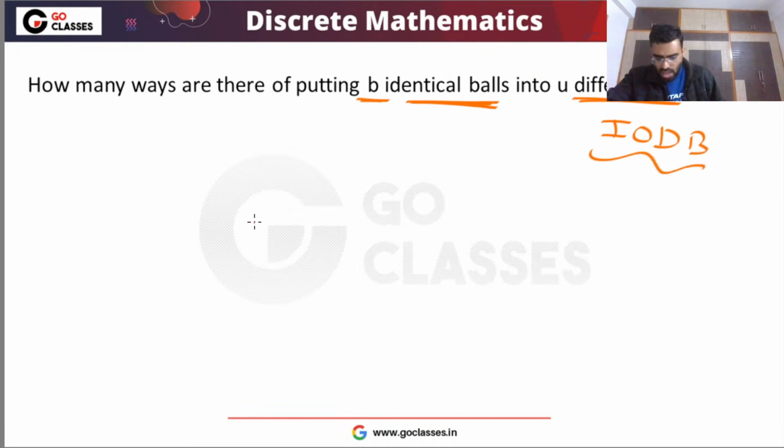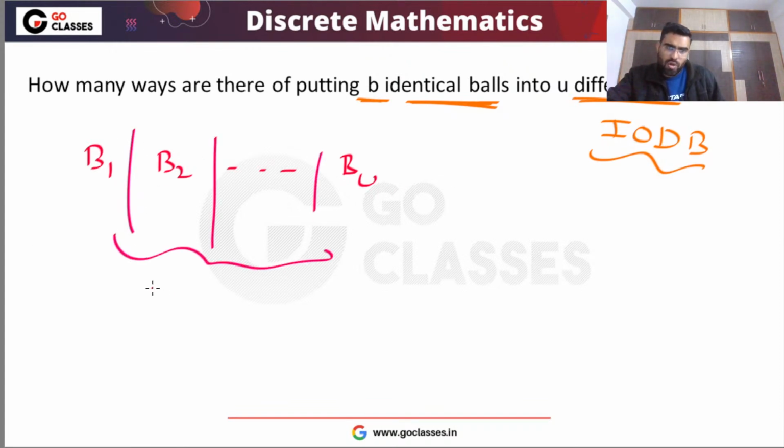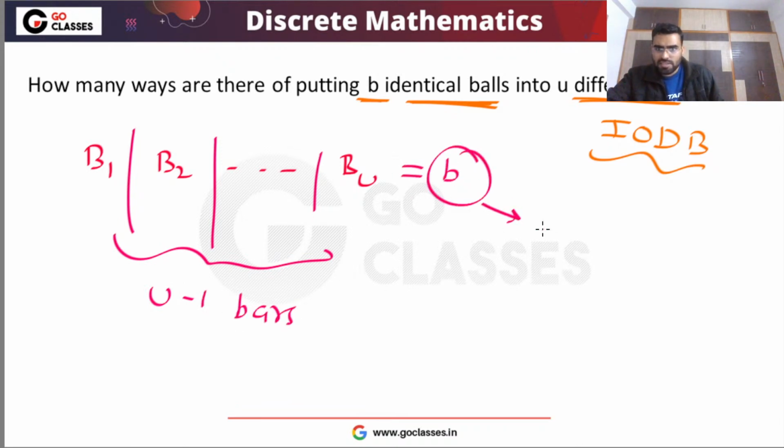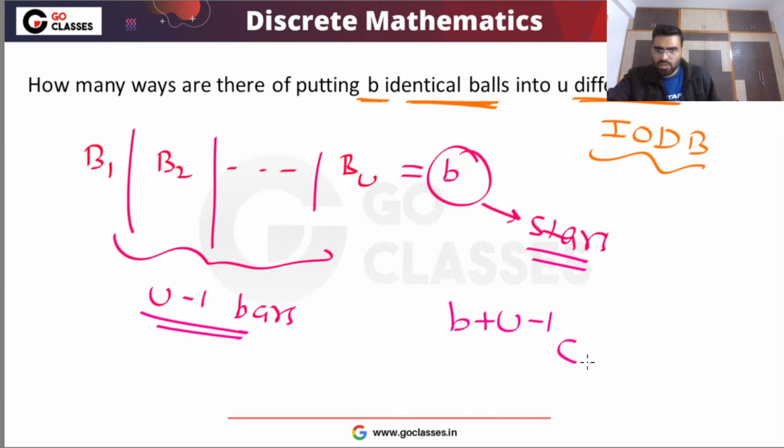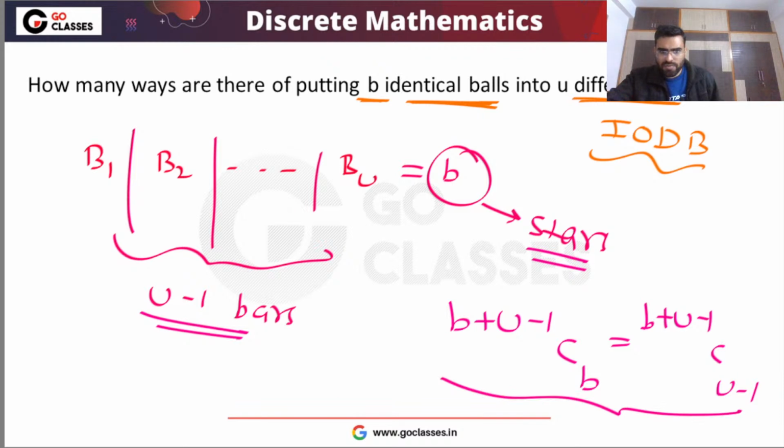So here what is the answer? How many stars, how many bars? You have u boxes: box b1, box b2, and so on, box bu. So you have u minus 1 bars, and the total of the stars must be b. So finally you have u minus 1 boundaries and b stars. The answer will be b plus u minus 1 C u minus 1. Is this clear to everyone?